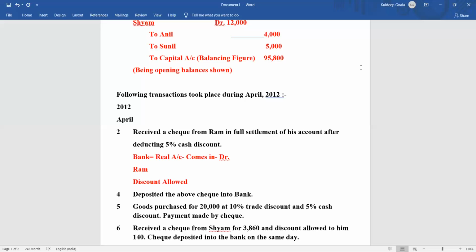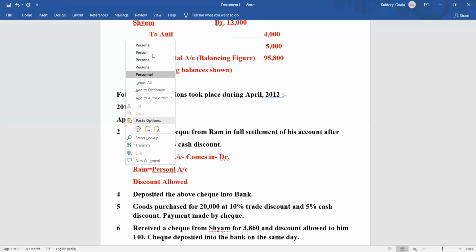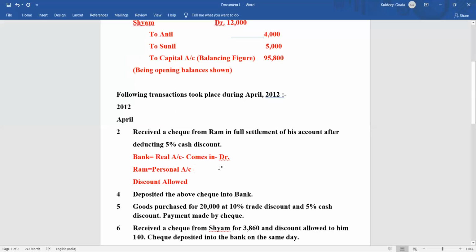Now after that, Ram. We know Ram is a personal account. And the rule for personal account, debit receiver, credit giver, isn't it? Debit receiver, credit giver. So ultimately what will happen? Ram is a giver here because he is giving us the money, and because of him we are having some loss also, right? So he is a giver, he will be credit. Okay, now let's find out the amount also. We'll find it out after finding out the account.